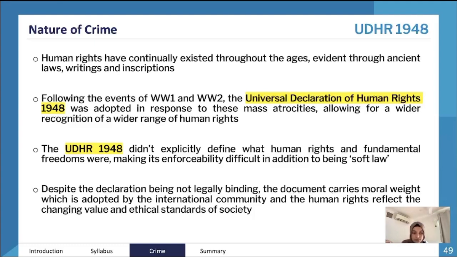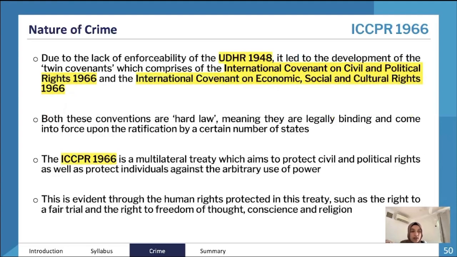Okay, so despite the declaration not being legally binding, the document carries moral weight, which is adopted by the international community. But again, if people want to do what they want to do, there's nothing that will stop them. Due to the lack of enforceability of the UDHR, it has led to the development of twin covenants, which I have been referring to time and time again throughout this lecture, the ICESCR and the ICCPR. They are both hard law. They are both enforceable within this country, meaning that they are legally binding and they come into force upon the ratification by a certain number of states.